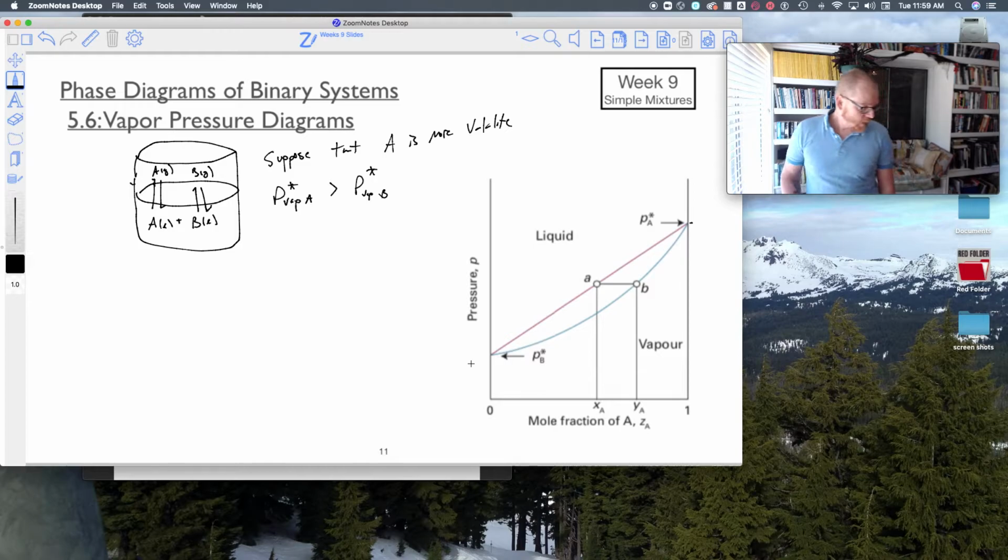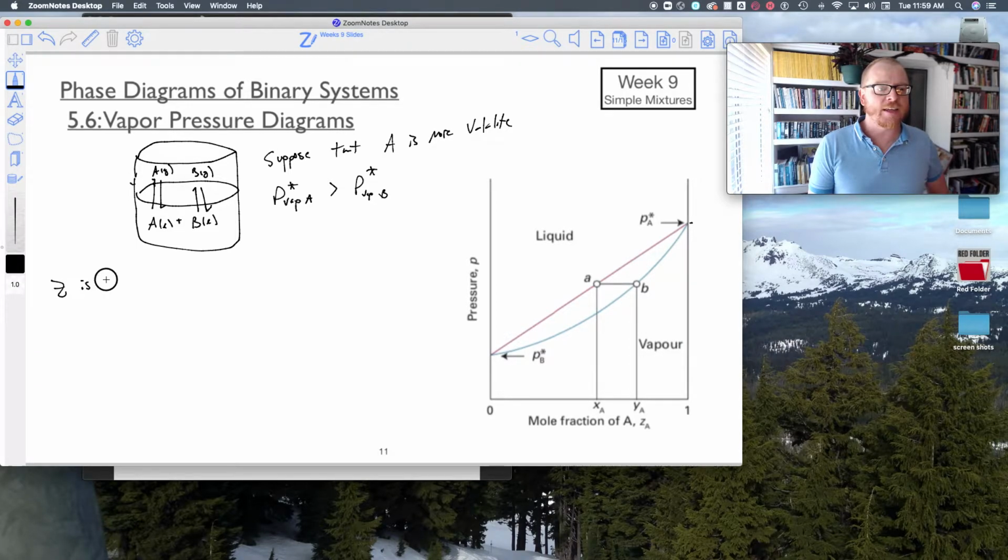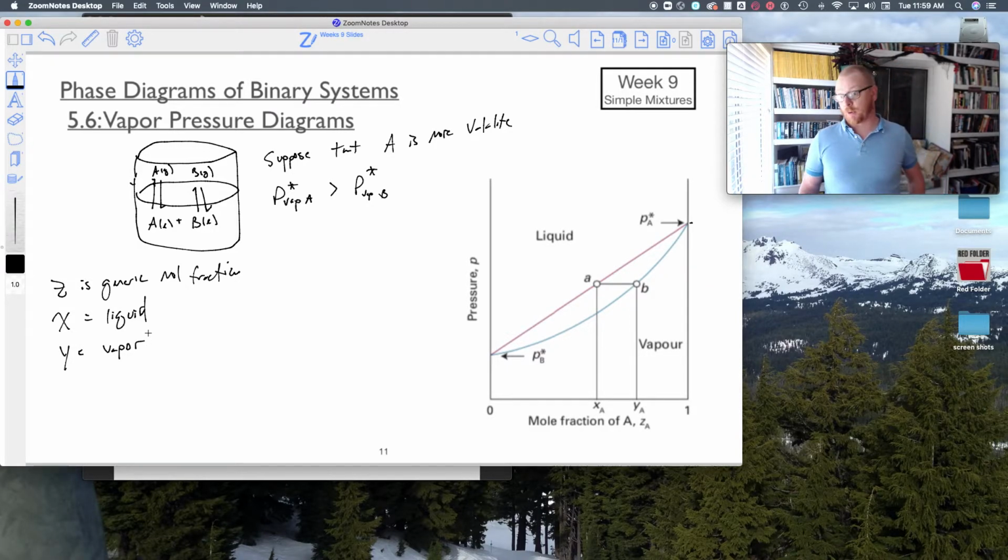Okay. So now we have this other concept here. We've got an X or a chi, a Y, and a Z. In these diagrams, Z is the generic mole fraction. Chi or X is specific for the liquid, so it's the mole fraction of the liquid. And Y is the mole fraction of the vapor. So on this axis, it's just an axis from 0 to 1, so that's why it's given Z. Z is just generic for mole fraction.